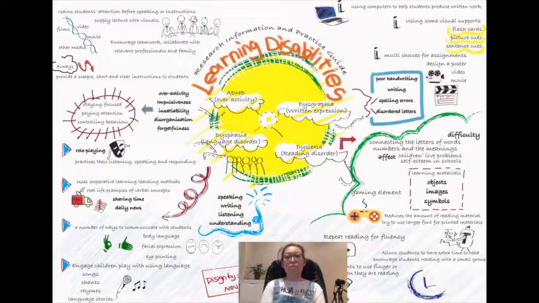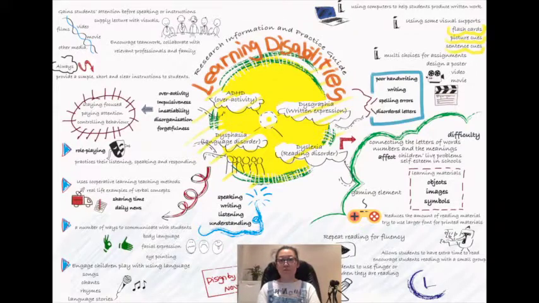For example, using computers to help students produce writing work. Use some visual support in the class, such as flashcards, picture cues, and sentence cues. Provide multiple choices of assignment, for example, design posters and demonstrate a video or movie.